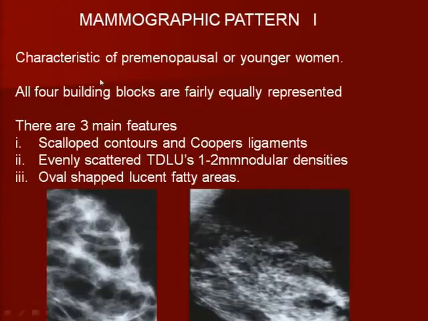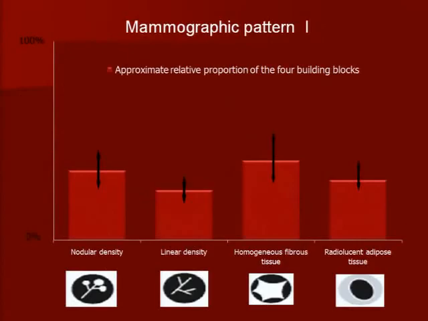So now we know the 4 building blocks. Type 1 has got all the building blocks. It has got the scalloped contour and the Cooper's ligaments. It has got all the little nodules, scattered nodules or TDLUs, and they have got oval lucent areas, fatty areas. That is your type 1. It's seen in premenopausal or younger women.